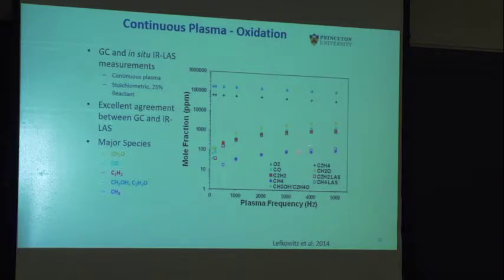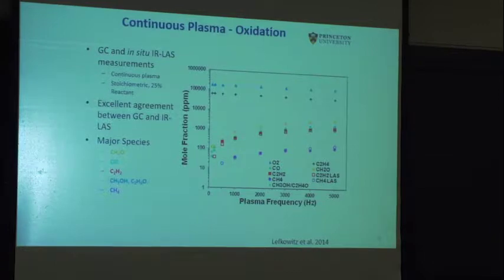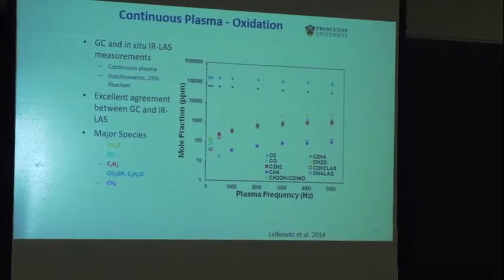You can see that for many of the species, measured by GC and measured by laser absorption, they get the same number. So therefore, the uncertainty really is not the uncertainty of the laser measurement. It's really the uncertainty of the kinetic models. So later we try to update the kinetic models.